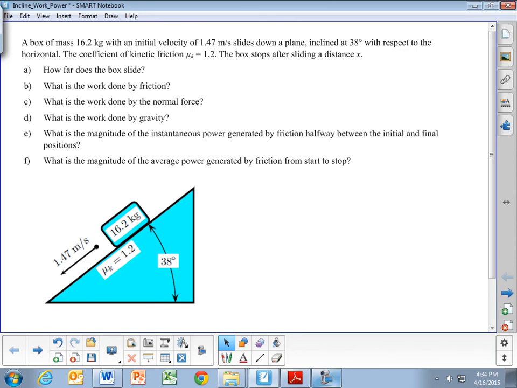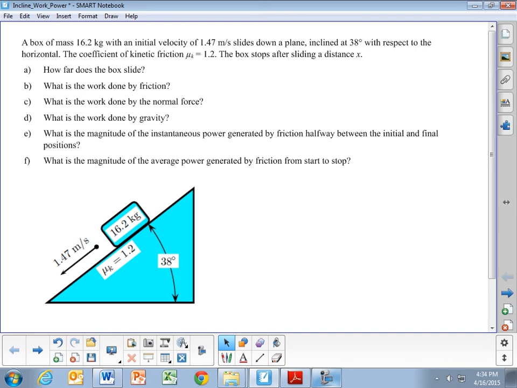This example problem is going to involve several key ideas involving work, energy, and power. In this problem, we have a box that slides down a ramp. There's friction on the ramp, and the force of friction is going to be big enough to make the box stop. So it's initially moving and it's going to slow down and stop. And we're going to look at how far the box slides.